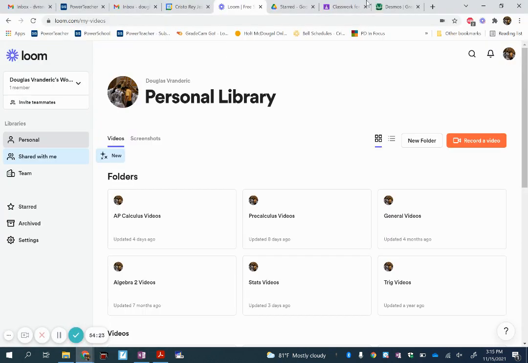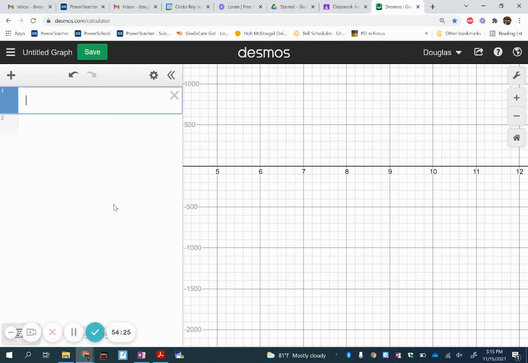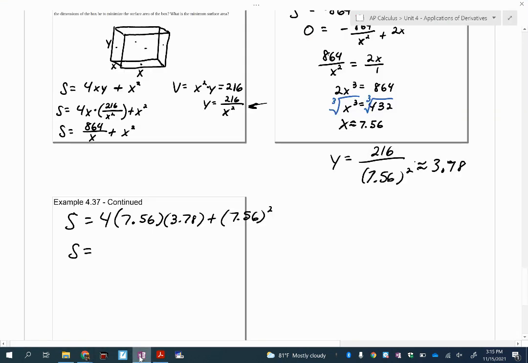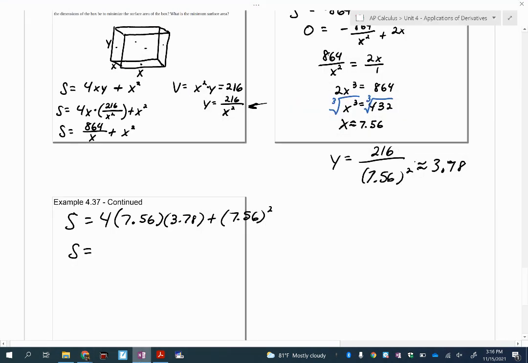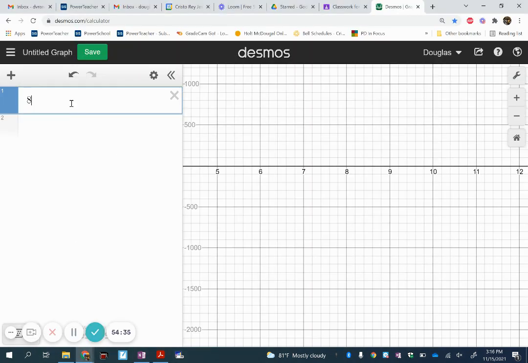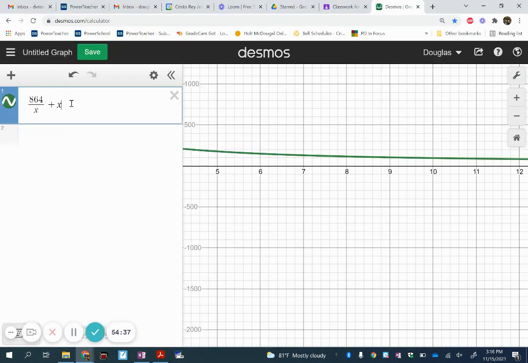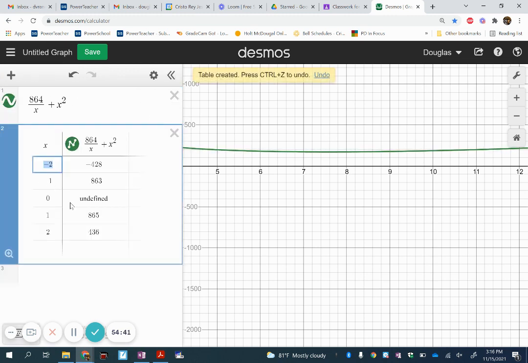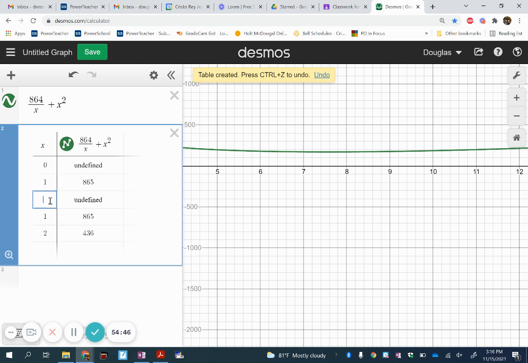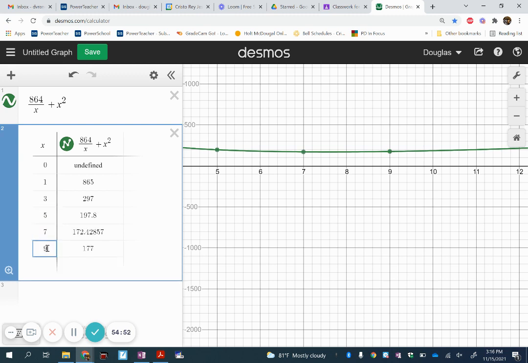I'm going to type in my equation here. My equation for surface area was 4xy plus x squared. What happened when I put on the y? There it is, 864 over x plus x squared. And I'm looking at values between 0 and, I think, 7. So something like 3 and 5 and 7. I'll do 9 as well.